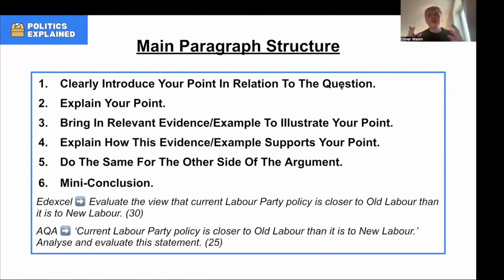Okay, so in terms of the structure of your main paragraphs in A-level politics essays, you want to start by clearly introducing your point in relation to the question. So start with one side of the argument and clearly introduce the point. You then want to explain the point, bring in relevant evidence or examples to support it, and then once you've brought in that example or that evidence, analyze it and explain how it supports the point.